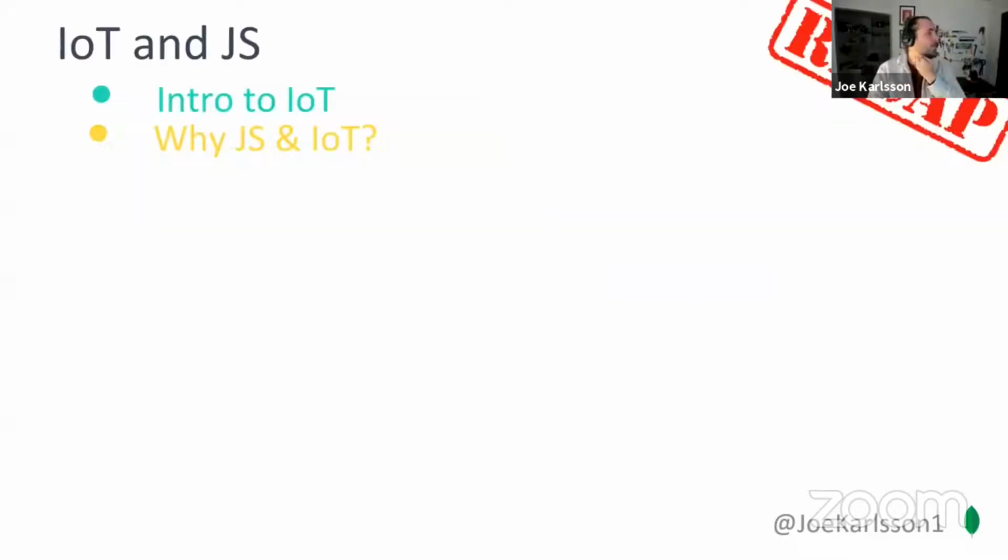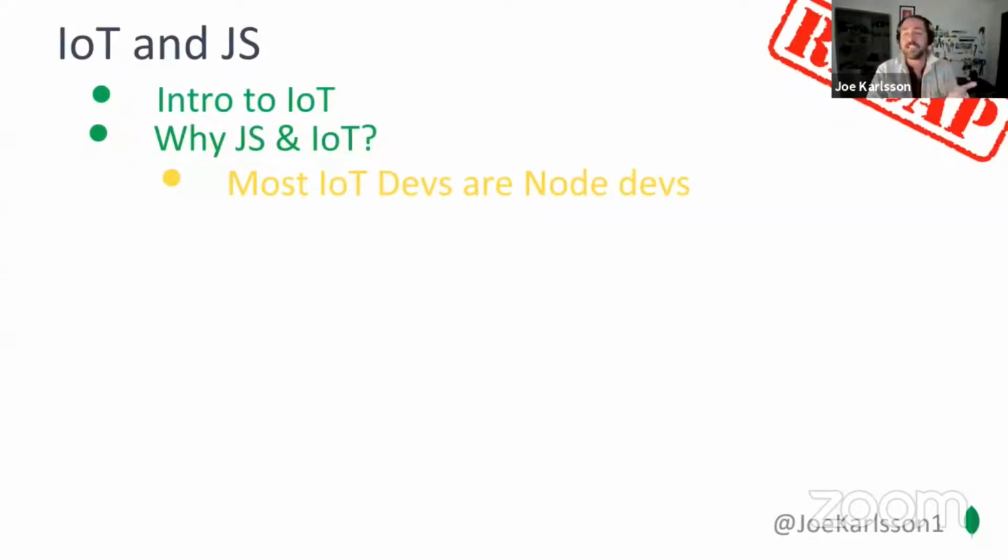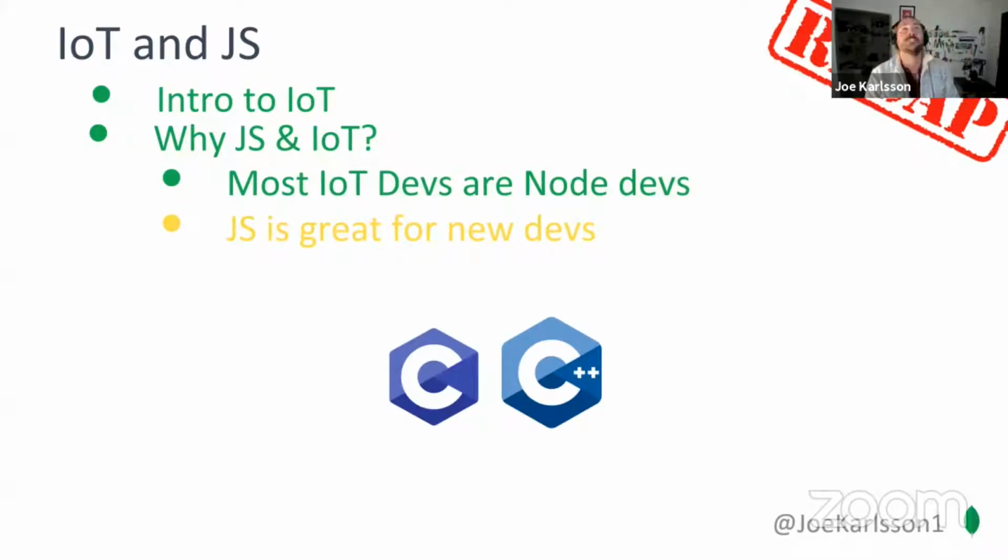Okay, cool. So why IoT? Most devs are already using it. 58% of developers are already self-identifying as Node.js developers. JavaScript is a wonderful language for new developers to learn, and it's super easy to pick up, especially if you already know it. Why not just use it, right?